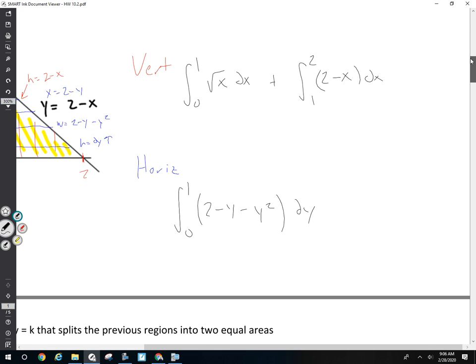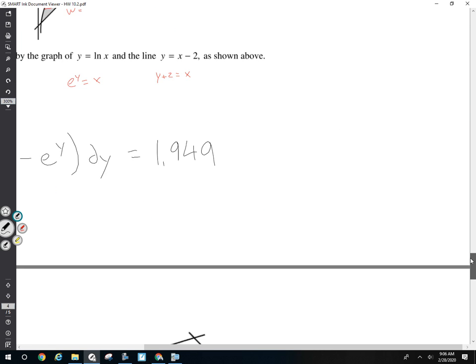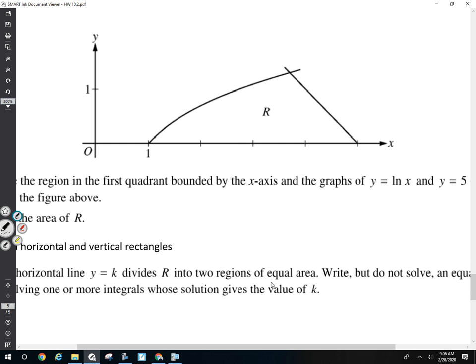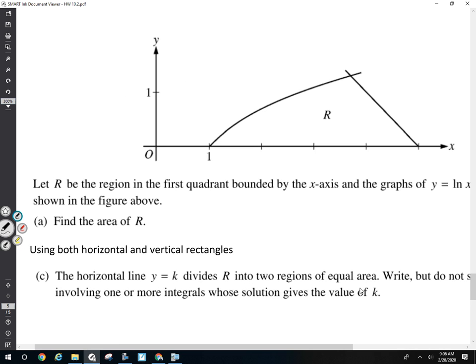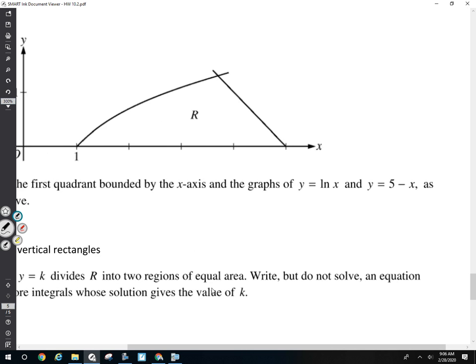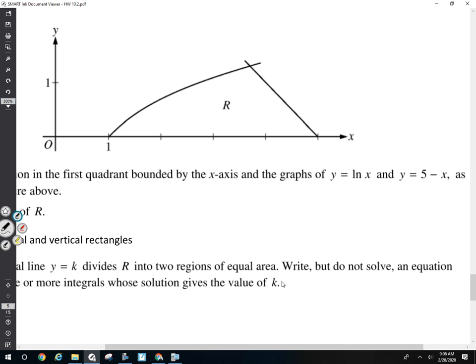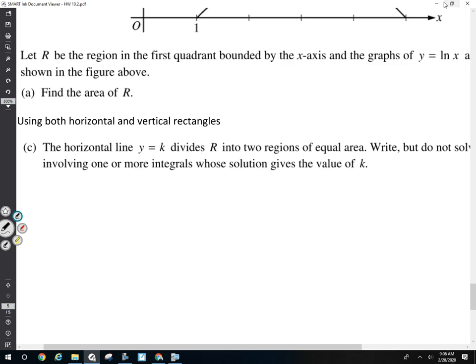Log x, 5 minus x. Oh! Thought I already did this one, but I didn't. Area using both horizontal and vertical rectangles. Okay, great. So it is a calculator problem, I'm hoping. Let's just assume it is.